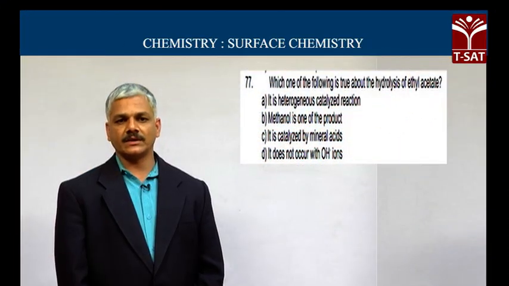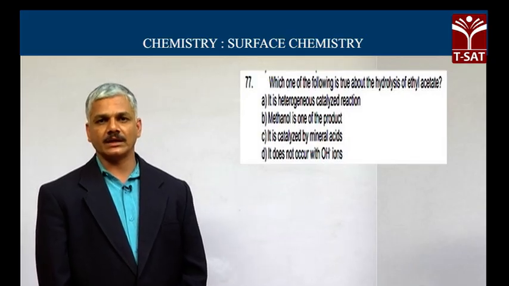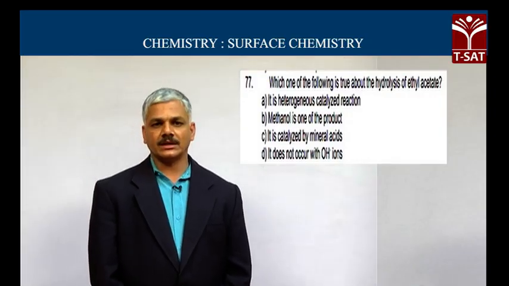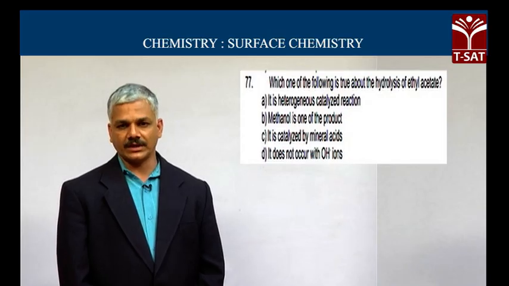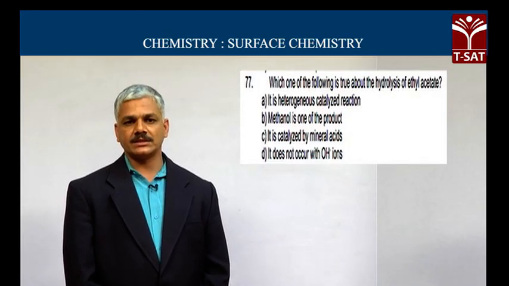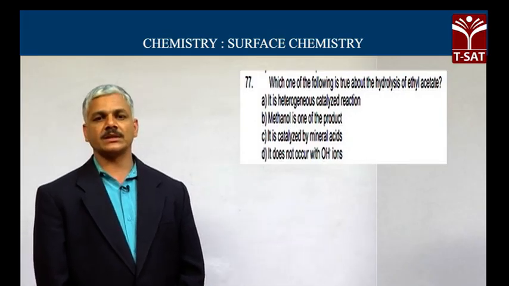77. Which of the following is true about the hydrolysis of ethyl acetate? Given options are: it is a heterogeneous catalyzed reaction; methanol is one of the products; it is catalyzed by mineral acids; it does not occur with OH minus ions. Correct option is C.